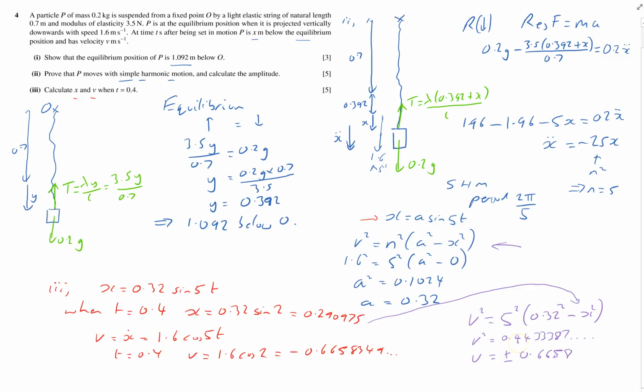Which one do we choose? Well, the period, 2 pi over 5, is 1.2566, and that means it's got to go down to the bottom, back up to the top, and back down here. So this bit here is a quarter of that, and a quarter of 1.2566 equals 0.314. And therefore, we want to get it when t is 0.4, so that means it's not going down anymore, it's going up, and therefore the velocity is minus 0.6658, therefore it's upwards. And that's question 4 done.